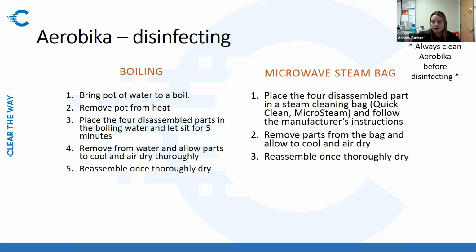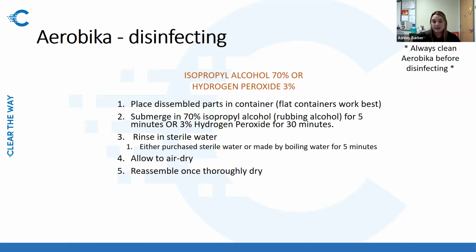You can also disinfect the Aerobika in a microwave steam bag, and you would do this by following the manufacturer instructions on the steam cleaning bag. And then you would just remove from the bag, allow to cool and air dry, and reassemble once thoroughly dry. Next. And again, you can disinfect the Aerobika in the isopropyl alcohol or hydrogen peroxide. You would do this the same way you would do the nebulizer parts, placing in alcohol for 5 minutes or hydrogen peroxide for 30, rinsing in sterile water after, either by purchasing sterile water or boiling for 5 minutes, allowing to air dry and reassemble.